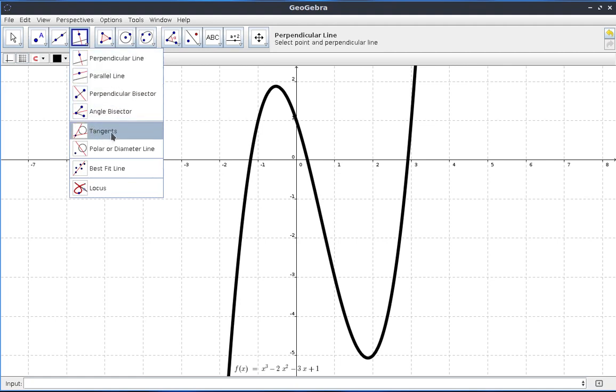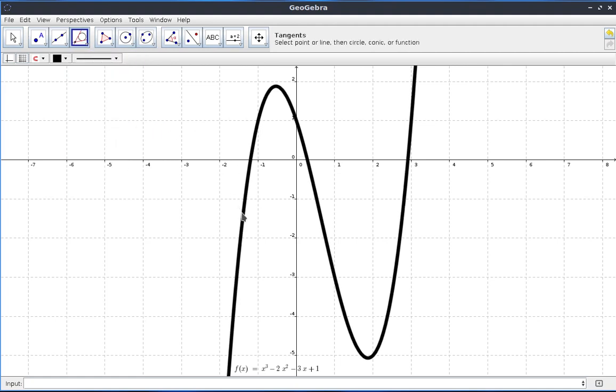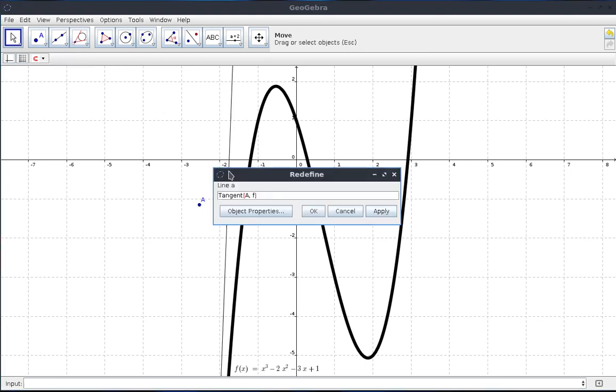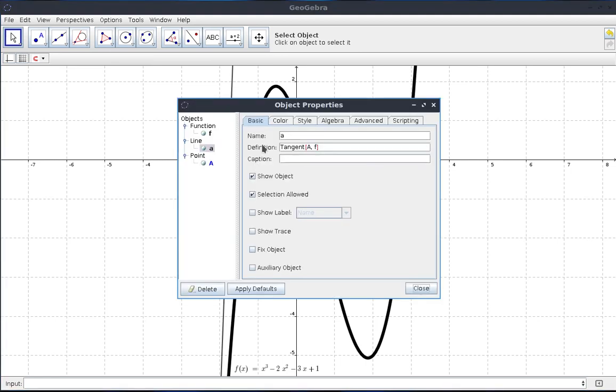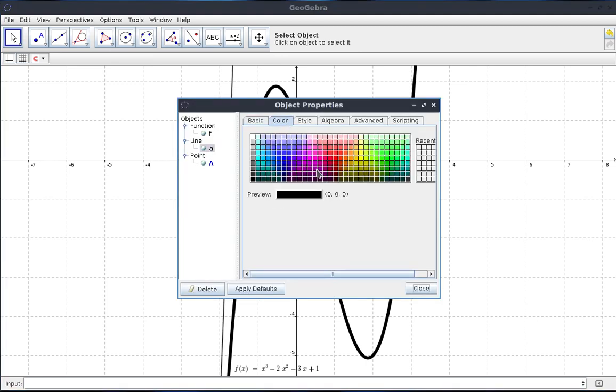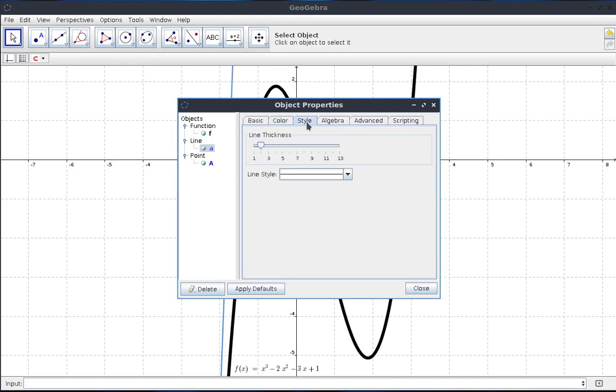Let us get a tangent line to this curve. Alright, we have our tangent line. Let's make some changes in terms of the thickness and color. Let's make this tangent line a bit bluish. Alright, and make it very thick. Good.